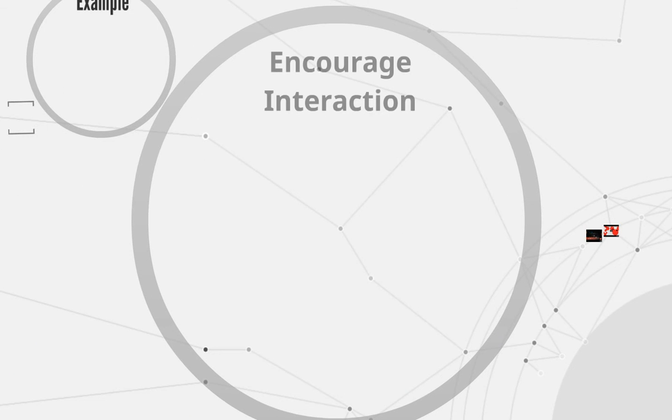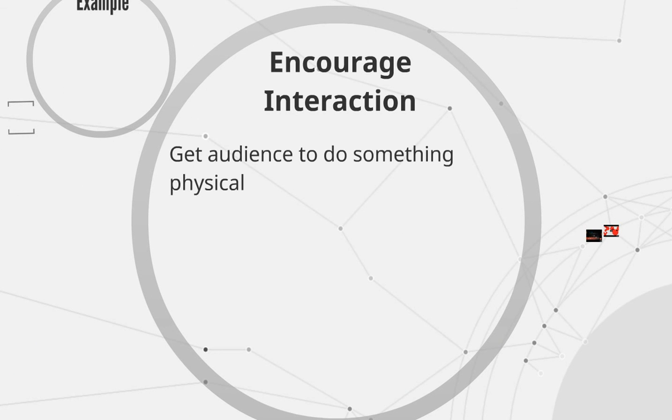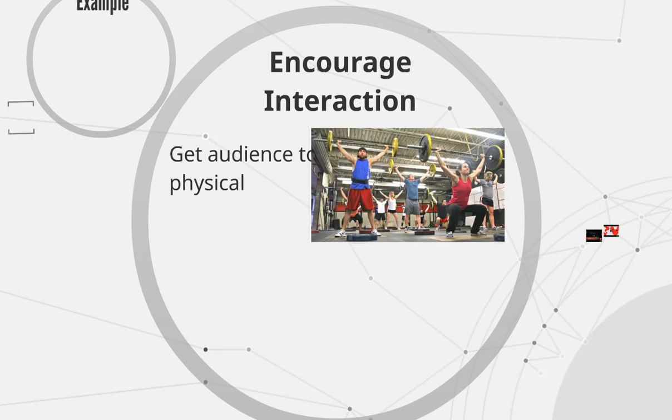The other thing you can also do is encourage interaction. So there's a couple of ways you can do this. One is just get your audience to do something physical. I had a student who did a speech on CrossFit, and he got his audience up and they did some CrossFit moves. Nothing this complicated, of course. You could also call out specific listeners.